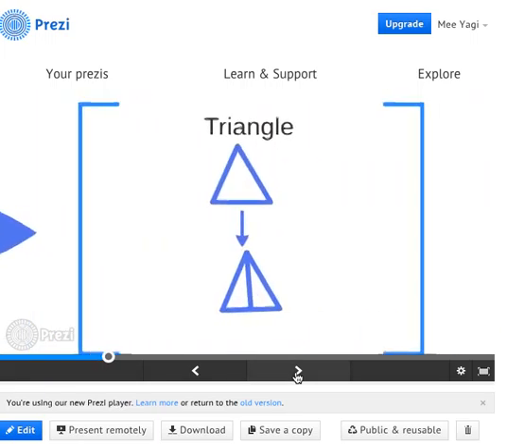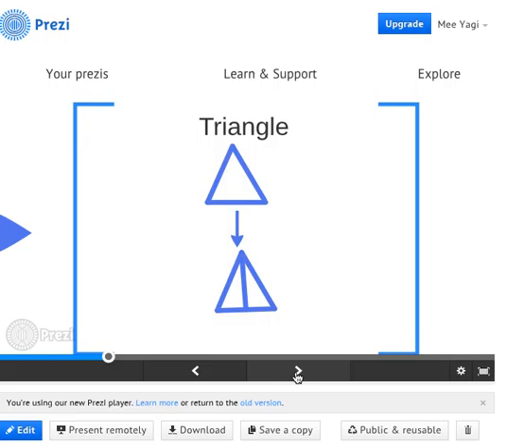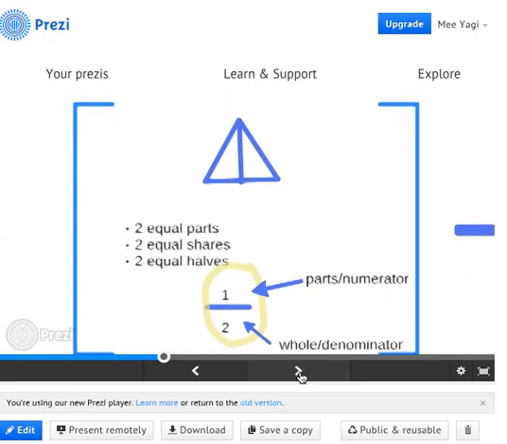Now let's take a closer look at some of these composite shapes. Let's begin with the triangle. Notice this triangle on top? Let's say we split it in half down the middle. We see that we actually have two smaller triangles that are of equal size. We can say that this triangle is then composed of two equal parts, or two equal shares, or two equal halves.